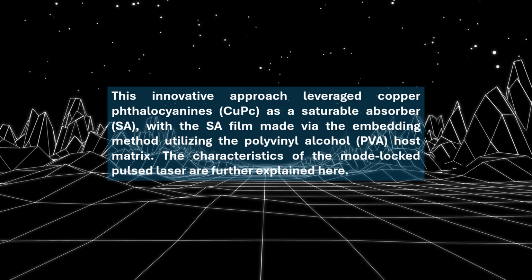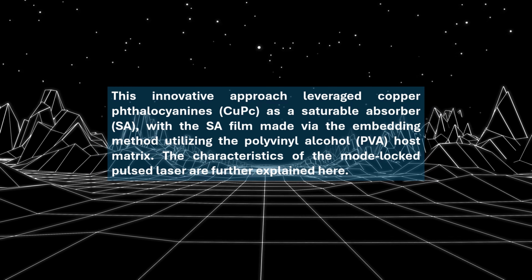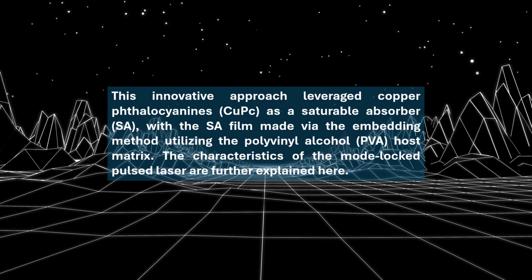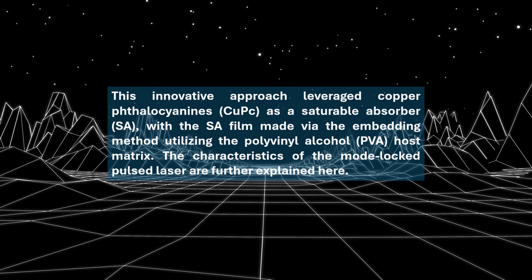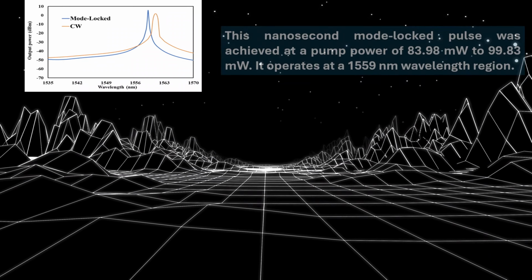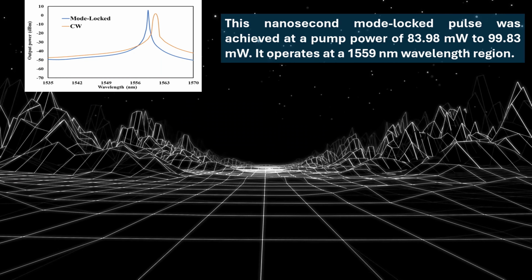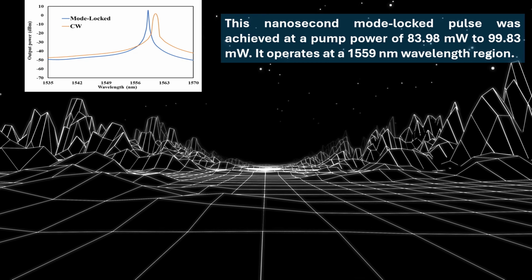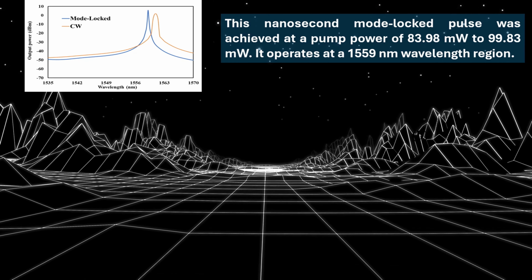This innovative approach leveraged copper phthalocyanine as a saturable absorber, with the SA film made via the embedding method utilizing the polyvinyl alcohol host matrix. The characteristics of the mode-locked pulsed laser are further explained here. This nanosecond mode-locked pulse was achieved at a pump power of 83.98 mW to 99.83 mW. It operates at a 1559 nanometer wavelength region.